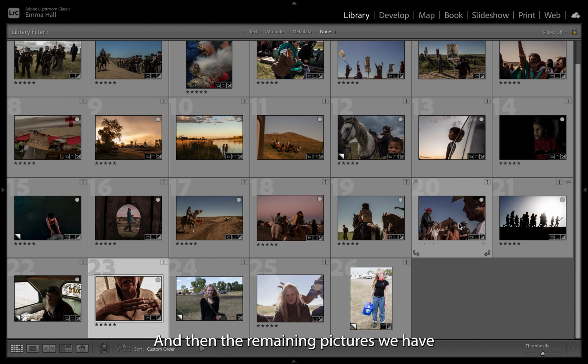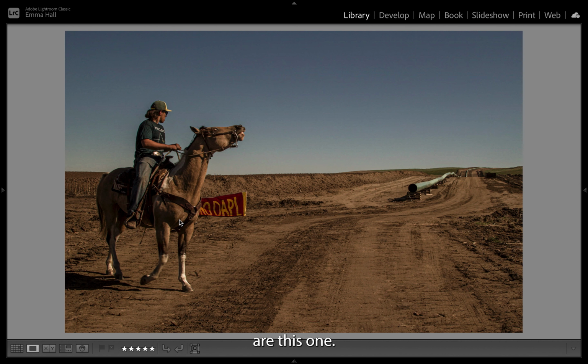And then the remaining pictures we have are this one. This is the actual pipeline construction. And again, my friend that you saw in the other two pictures with his horse. We have the very obvious no dapple sign. The lighting isn't very interesting, but you have the pipeline, which you don't really have any photos of. And it's like, how do you take interesting photos of a pipeline? You really don't. So this to me was as interesting as it was going to get, especially with the position of the horse. So definitely keeping that one.